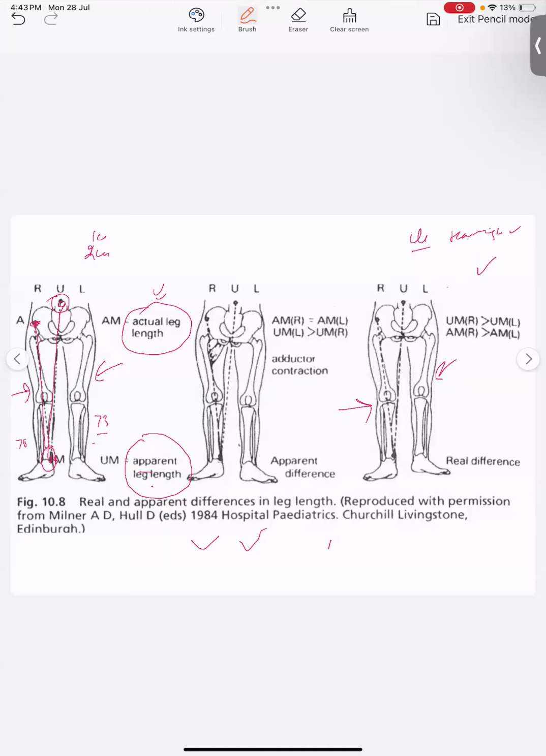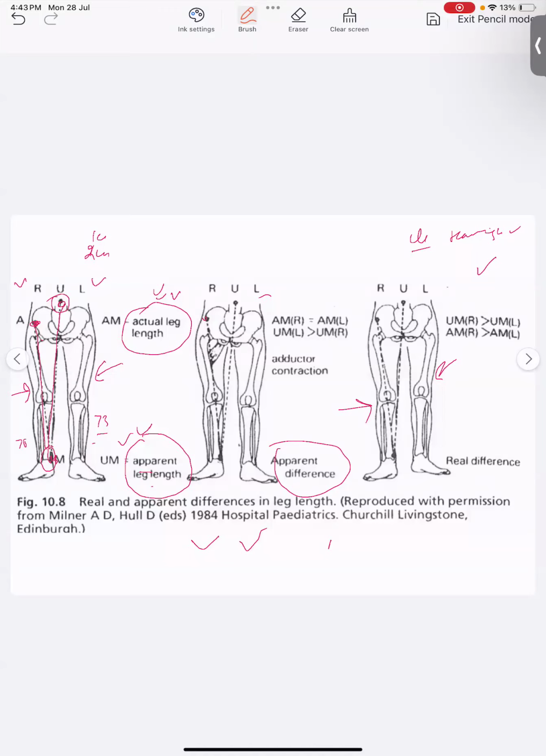But please do remember, what is leg length discrepancy? When there is real difference in both the apparent and the actual. If there is just a difference in the apparent leg length, but the actual leg length is normal on this side, there is no leg length discrepancy. Only and only when there is a difference in both the apparent and the actual leg length, then this is the leg that has discrepancy. There is a difference in the length of both legs. Clear? Is this clear? If not clear, please do tell me.